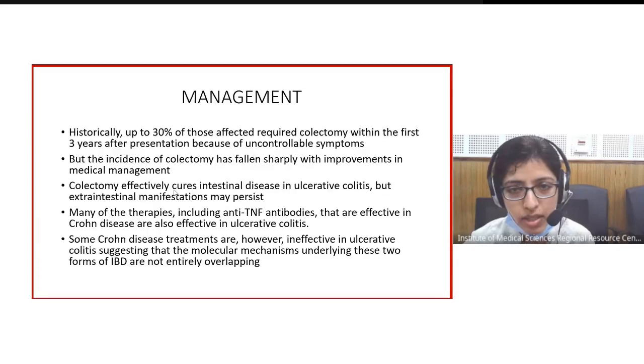Now, 30% of the affected patients require colectomy. So, if 100 patients are suffering from ulcerative colitis, 30 of them will require colectomy within the first 3 years because of their uncontrollable symptoms. But the incidence of colectomy has now fallen sharply because of the improvement in medical management.